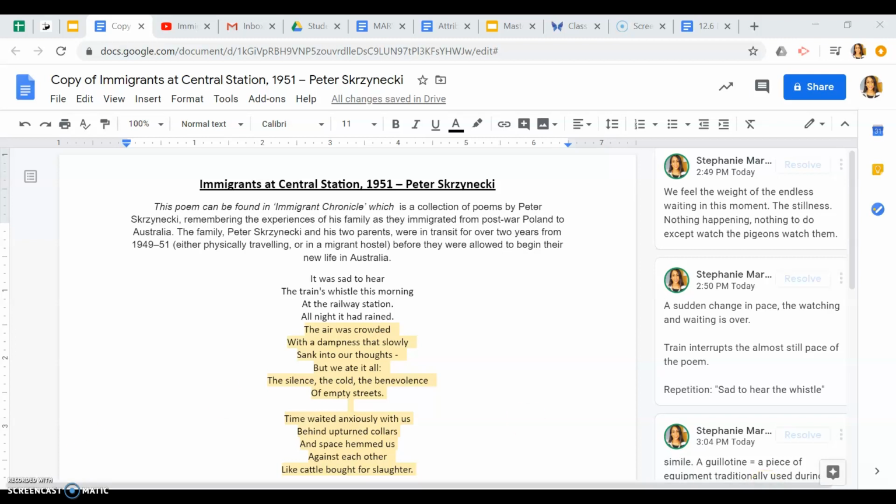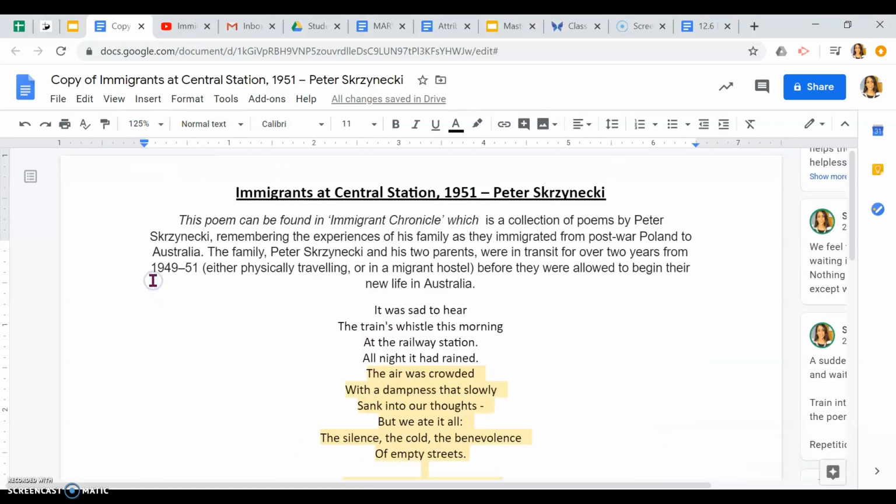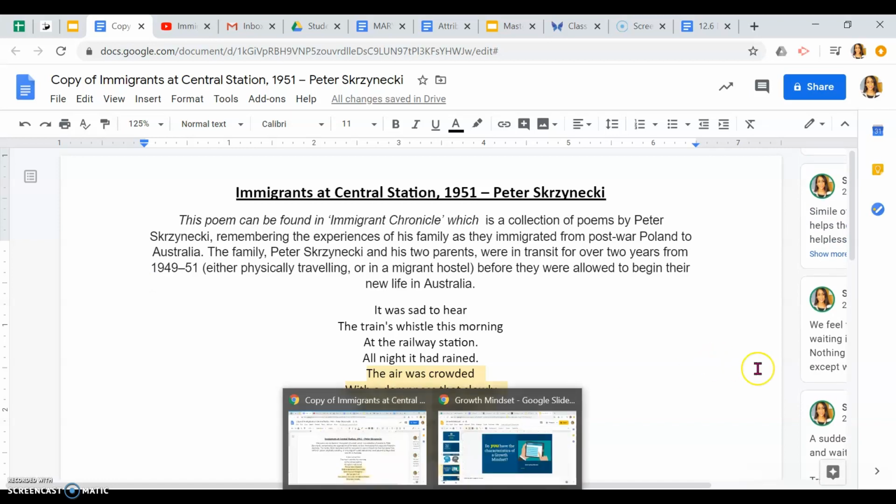Hi everyone. So I just want to quickly talk you through my own analysis of the poem that we looked at in class today, which is Immigrants at Central Station.